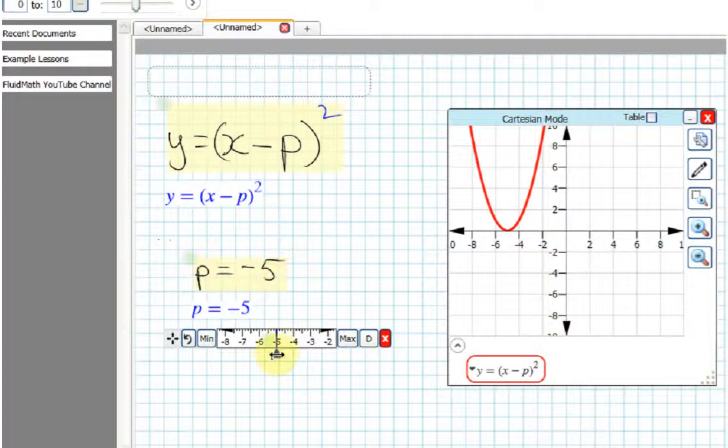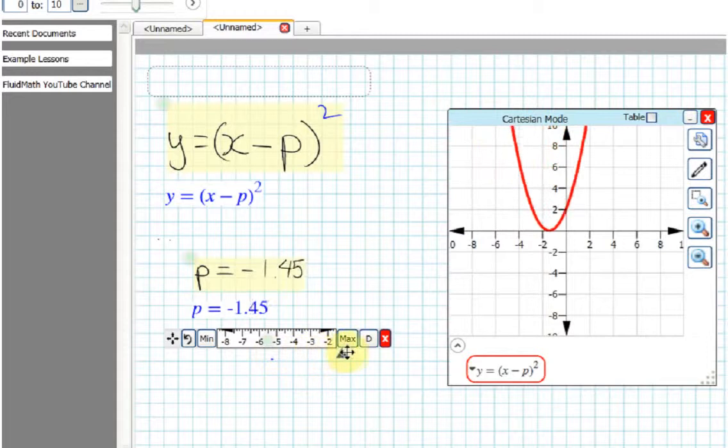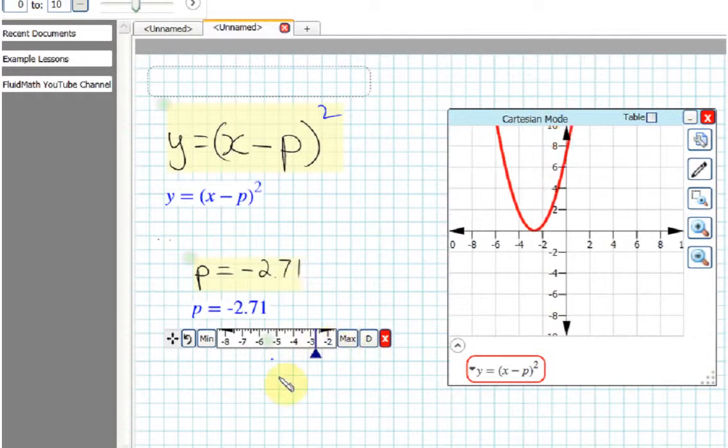Here we go. What happens if I make the p value to the right? Okay, so negative 4, negative 3, negative 2, negative 1, 0, 1, 2, 3, 4. So notice as the p value goes positive, the graph goes to the right. As the p value becomes negative, it goes to the left. Okay. So, back to your notes now.